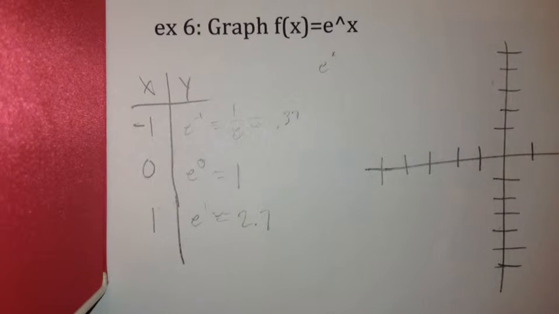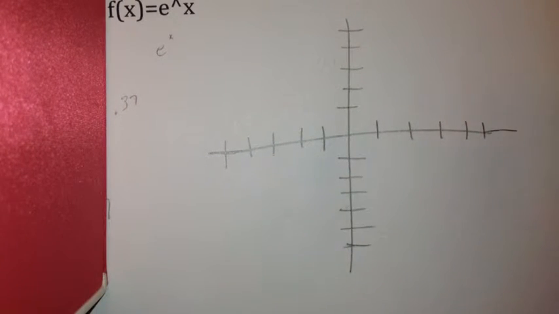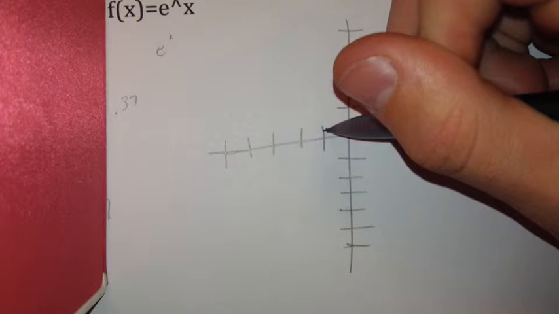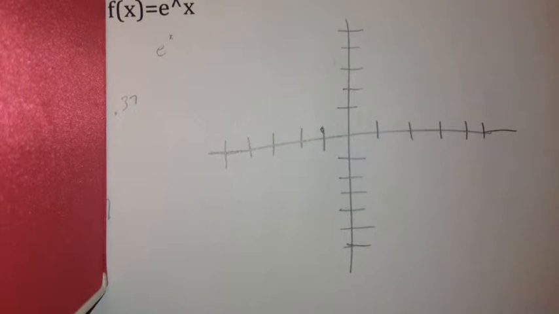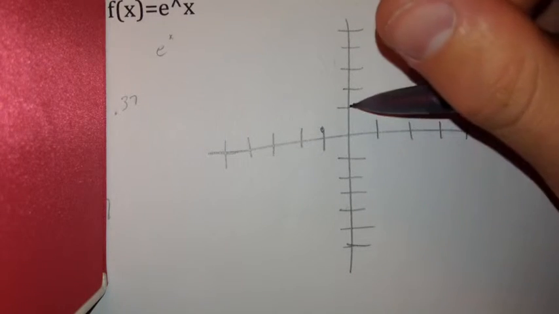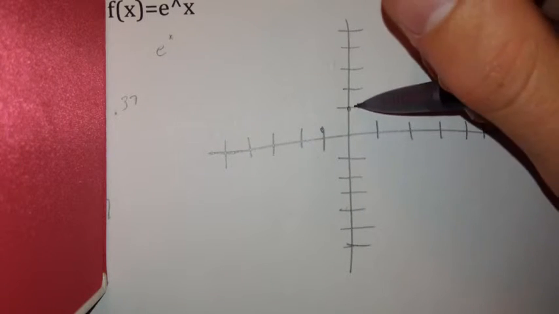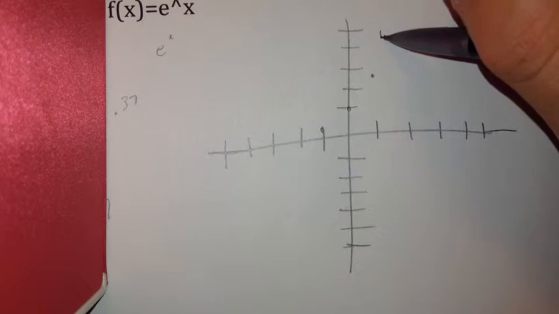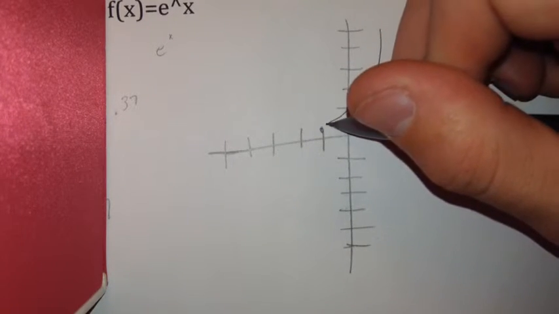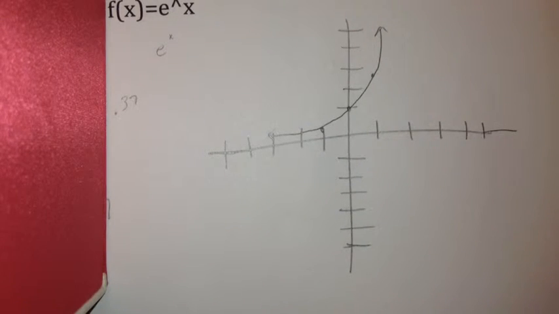So now we need to graph. This is the easy part. So now we have negative 1, 0.37, kind of like 0.3 that we've been doing, right about there. Then we have 0, 1, and then we have 1 and 2.7. So 1, 2, and then kind of close to the top. Then we draw a line, and there you go. Pretty much looks like any other graph.